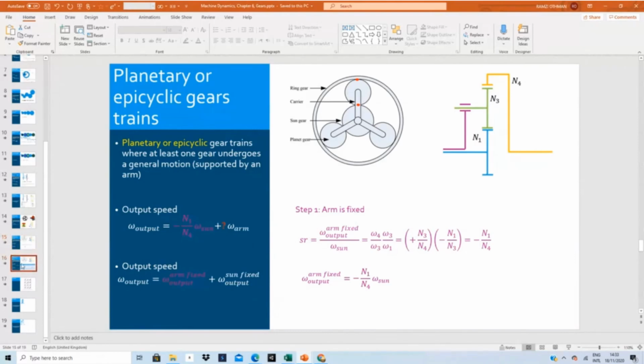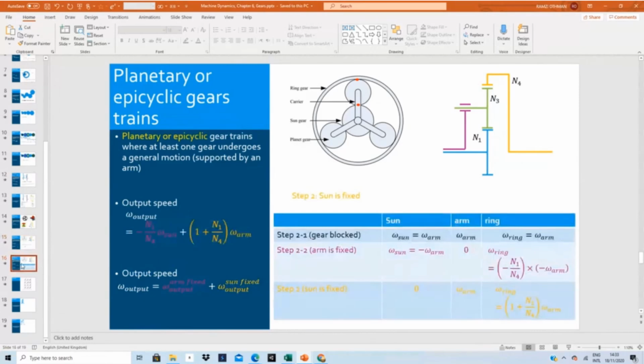Then I will study the effect of the arm. So the sun should be fixed. And in this second step, I will make two sub-steps. In the first case, I would like at the end to have a sun fixed. So what I will do in a first step is to get the sun to go with the same speed as the arm. And in a second step, I will have the opposite. So at the end, if I sum the two effects, I will have zero.